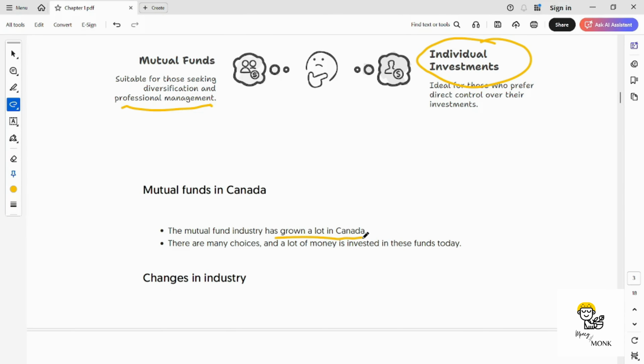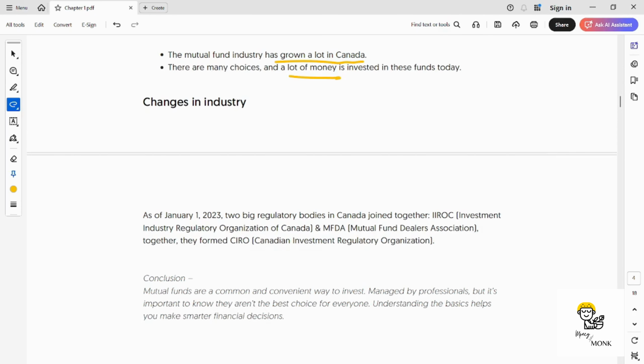Okay, so the mutual fund industry has grown a lot in Canada. There are many choices today, and a lot of money is invested in these funds today. I believe that the top mutual fund has more than $25,000 million in it. So there's a lot of money in this mutual fund. Now, how has the industry changed over time?